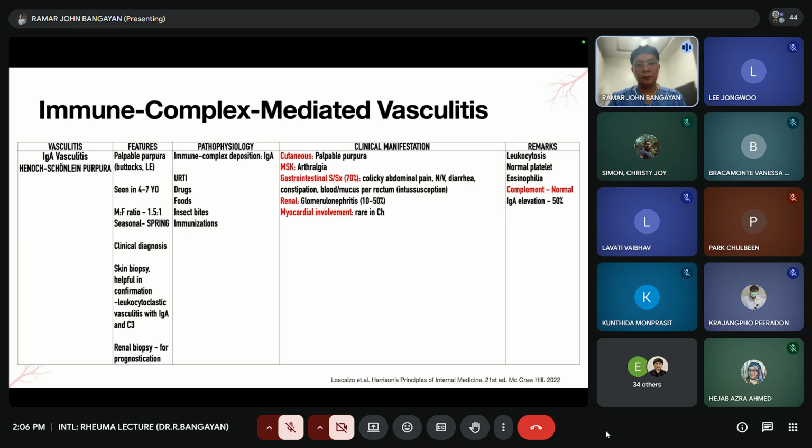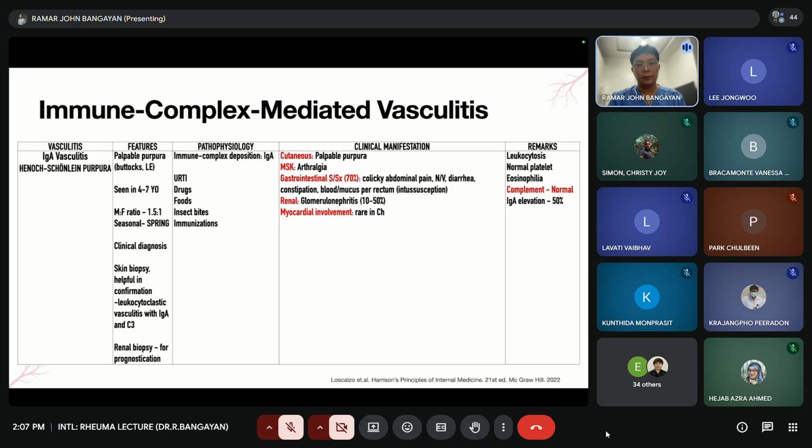So if you have a patient in the younger stage, then probably they have a corresponding hypersensitivity reaction because it is triggered seasonally, especially in the spring because of pollen, right? And then without biopsy, you can diagnose IgA vasculitis using clinical parameters.